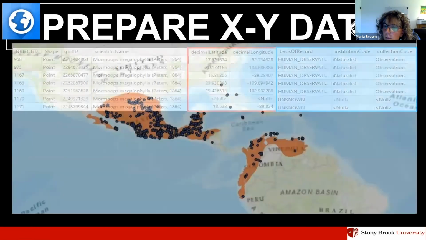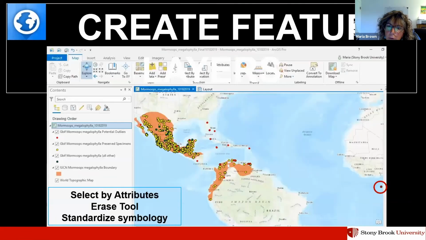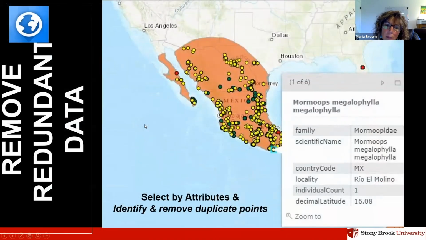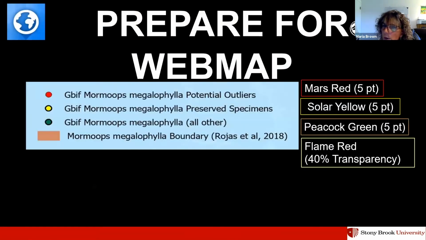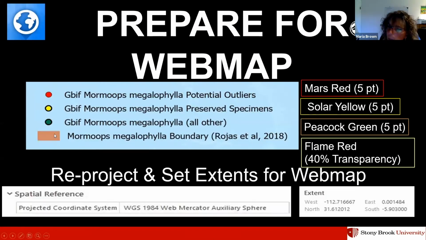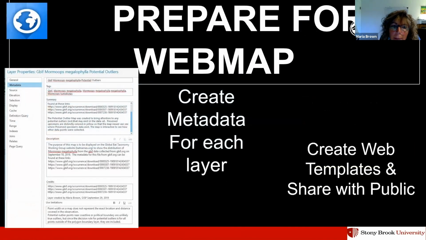And so they would prepare that XY data, they would create the layers, and they standardize the symbology, and then remove that redundant data, and then create their symbology. So everything was standardized for that symbology. These are what they chose to use. And then they would set the extents for auxiliary sphere for web mapping. And then they would create the layer properties, and this would become part of their metadata. So create the metadata, create the web templates, and then share with the public.